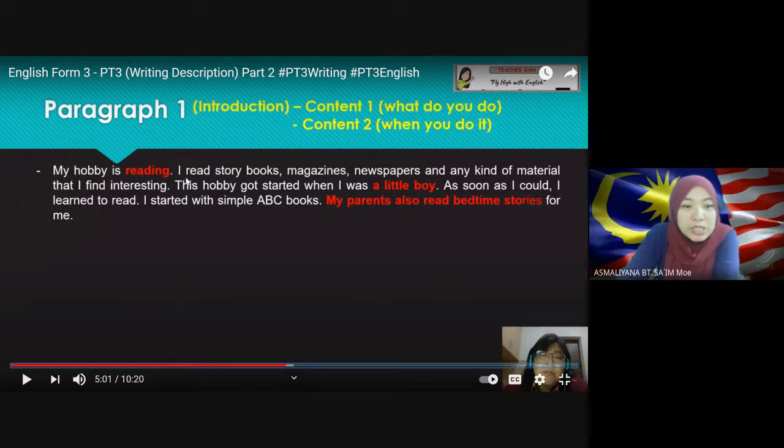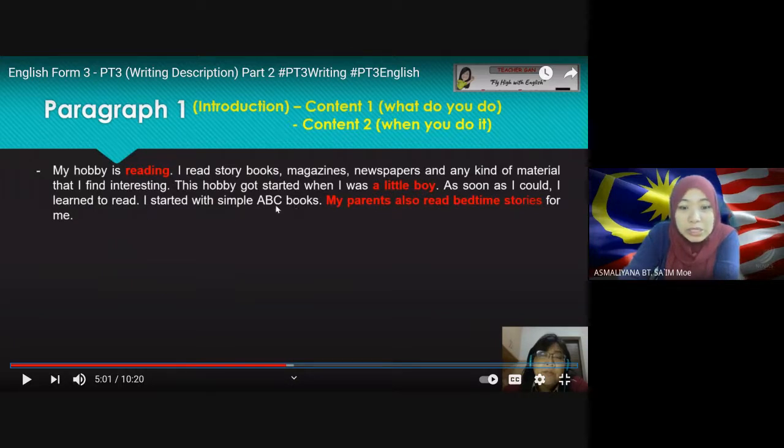My hobby is reading. I read storybooks, magazine, newspaper, and any kind of material that I find interesting. This hobby got started when I was a little boy. When do you do it? You answer the question. Okay, this one, what do you do? Reading. You answer the question, little boy. As soon as I could, I learned to read. I started with simple ABC books.